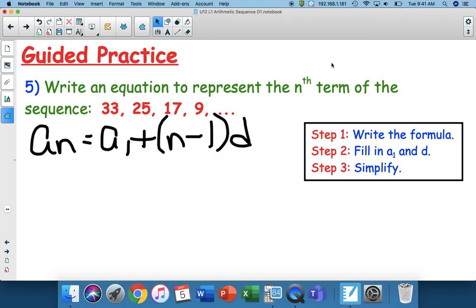We cannot plug in n because we don't know what term we're looking for. Remember, we're just writing an equation. We're not looking for a specific term. So right now, n stays n because of right here. All right, n stays n.